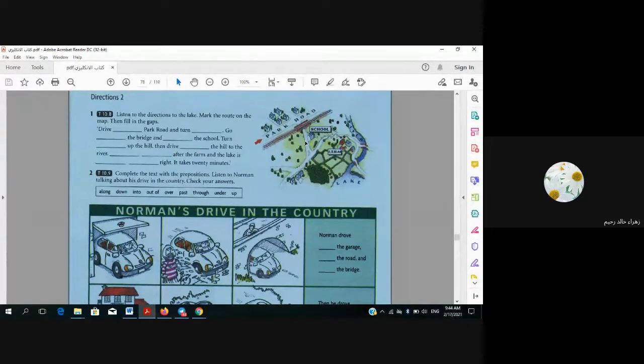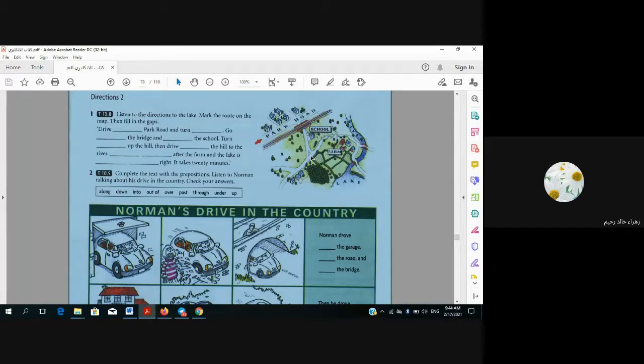Go under the bridge and past the school. يعني اذهب من تحت الجسر واجتاز المدرسة. Turn left up the hill and drive down the hill to the river. يعني انعطف يسارا إلى التلة. اجتاز التلة to the left up the hill and then drive down to the river.